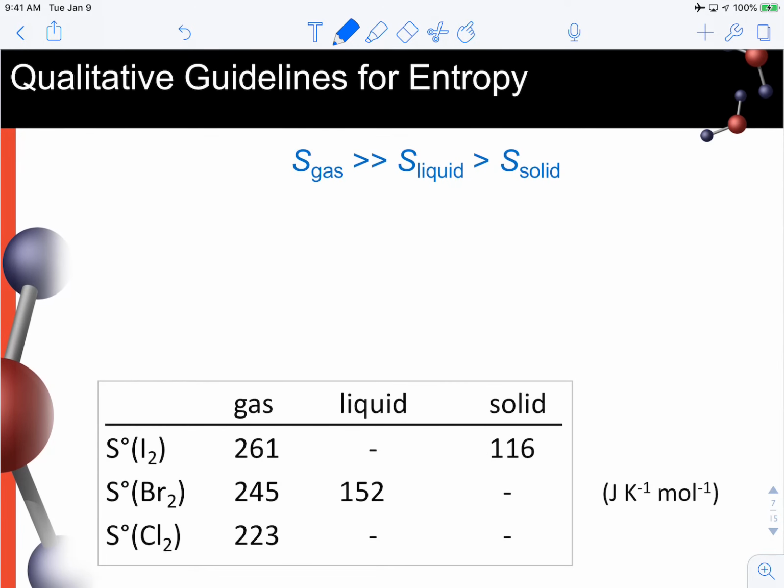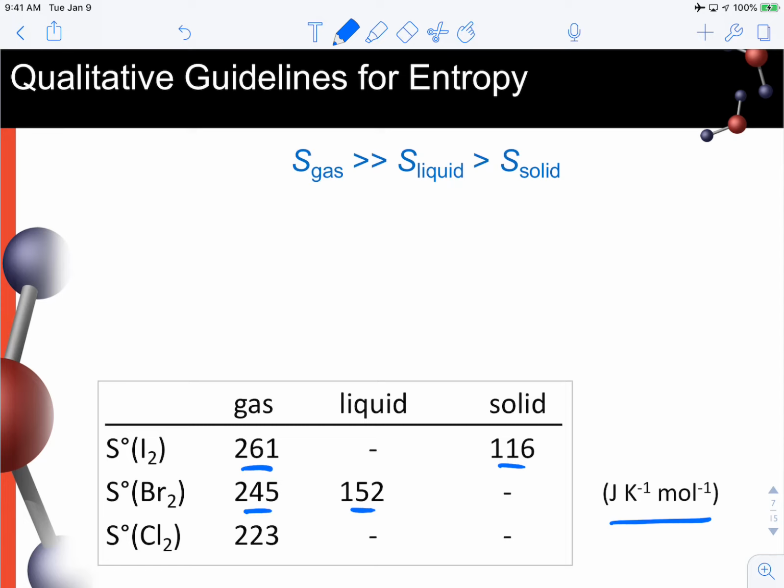Now, let's look at a couple of qualitative guidelines for entropy. We're going to start by doing this qualitatively, then we'll move into quantitatively, and we'll handle that mainly in class. But one thing that might jump out at you right away, and I mentioned this already, is that the entropy of a gas is going to be much greater than the entropy of a liquid, and certainly greater than the entropy of a solid. You can see that here when you compare bromine gas to bromine liquid or iodine gas to iodine solid. This is your units for entropy. So that shouldn't be that surprising.